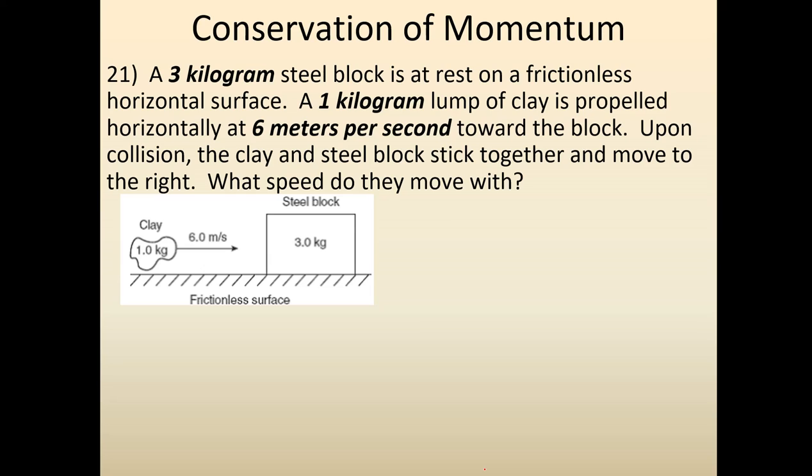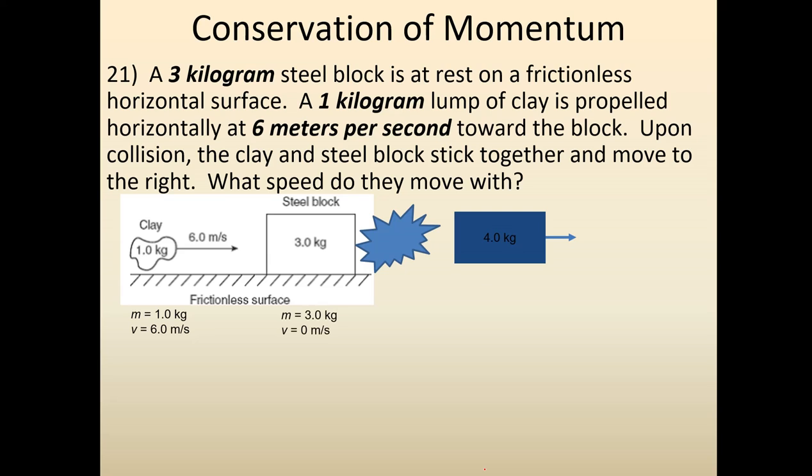All right. So what you're going to do here, same thing. We already have the diagram from before the collision, so now we have to draw what happens after. They tell us that they stick together and move to the right, so we're going to combine their mass to be 4, and it's going to move to the right with some unknown speed. Looking at the numbers, we have the 1 and 6, 3 and 0, and then 4 and x.